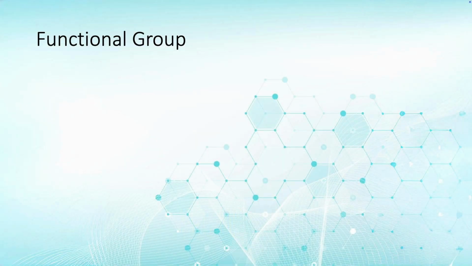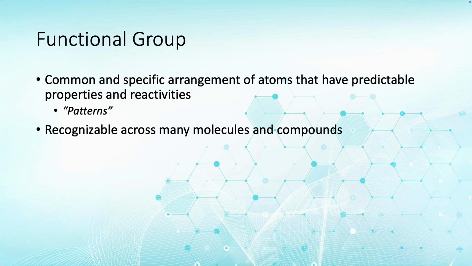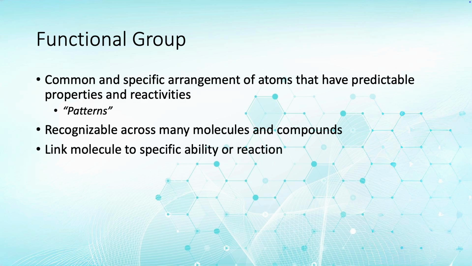A functional group is a common and specific arrangement of atoms that have a predictable property and reactivity. These functional groups are recognizable across a numerous number of molecules and compounds. Being able to recognize and define functional groups when you see them is critical in being able to predict a reaction or property of a molecule.